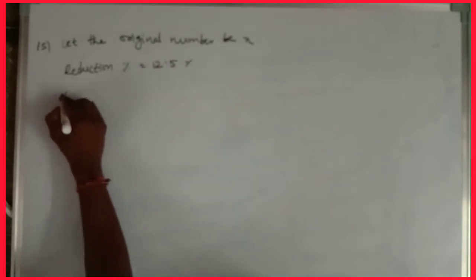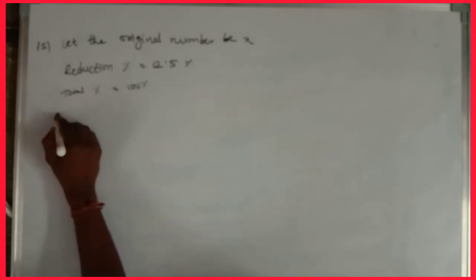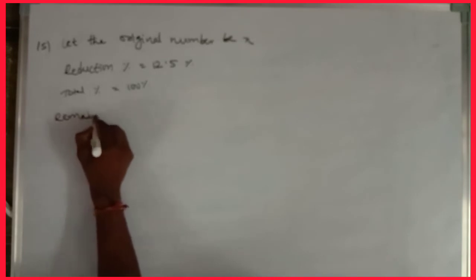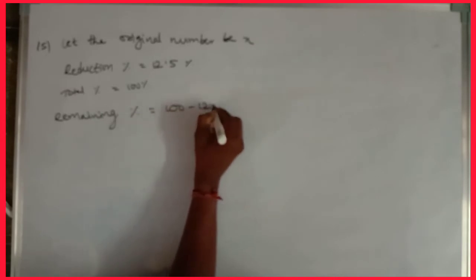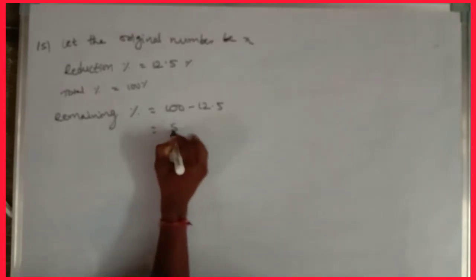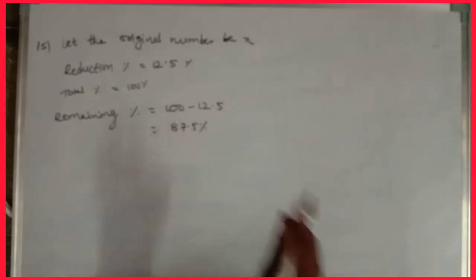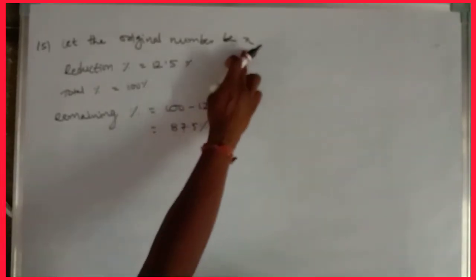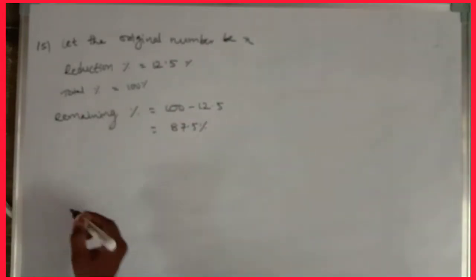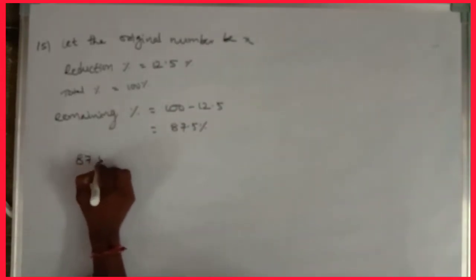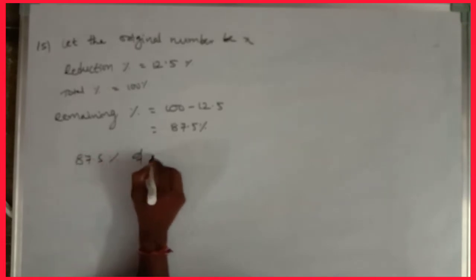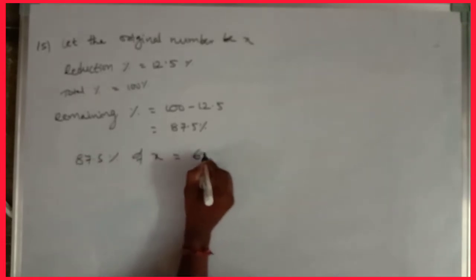Then the total percentage is equal to 100. Now, what is the remaining percentage? Remaining percentage is equal to 100 minus reduction percentage. So that is 100 minus 12.5, which is 87.5 percentage. 87.5 percentage is the remaining percentage. So 87.5 percentage of x is equal to 63, that is, 87.5 percentage of the original number is equal to 63.